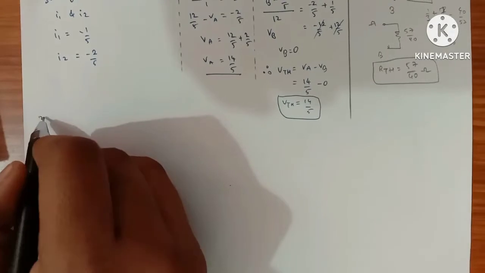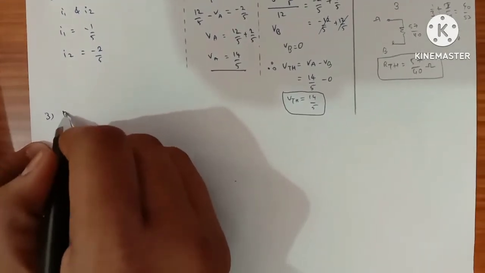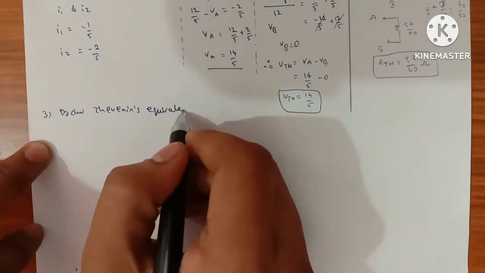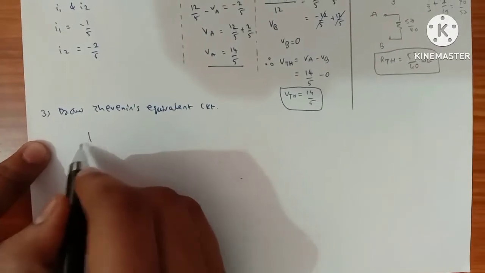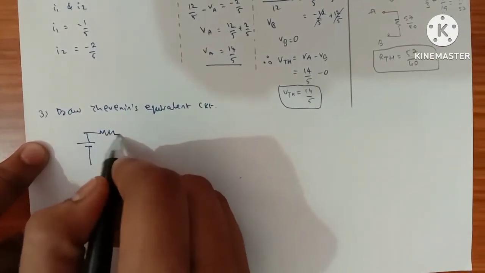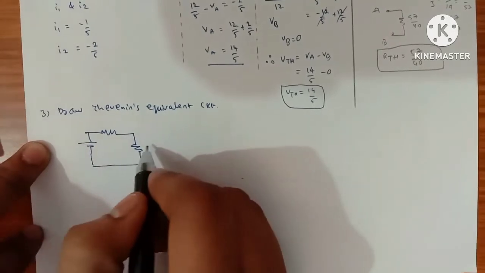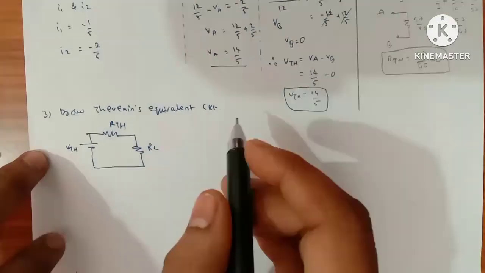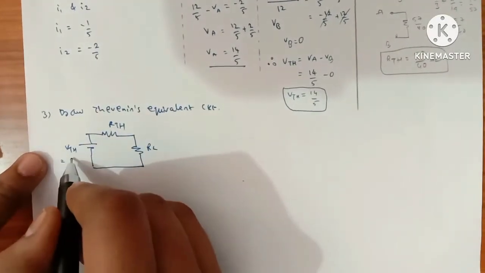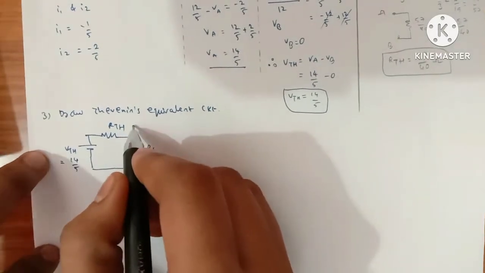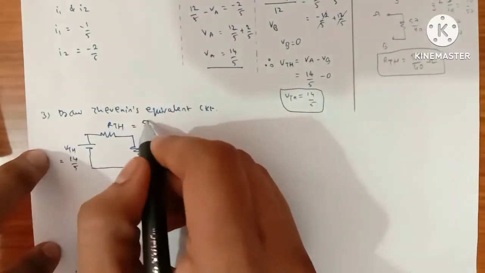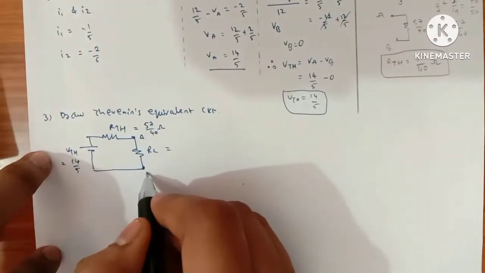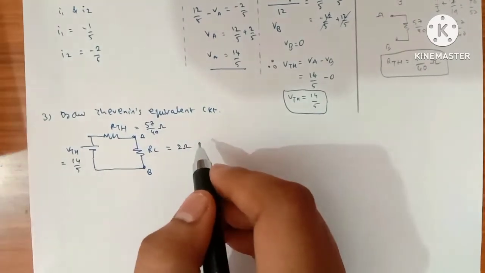The last step of Thevenin's theorem is to draw Thevenin's equivalent circuit. What is the Thevenin equivalent circuit? The Thevenin's equivalent circuit looks like this, which is RL, RTH and VTH. From calculation we obtained VTH equals 14 by 5 volts, and RTH equals 57 by 40 ohms. Then RL between A and B is given as 2 ohms.